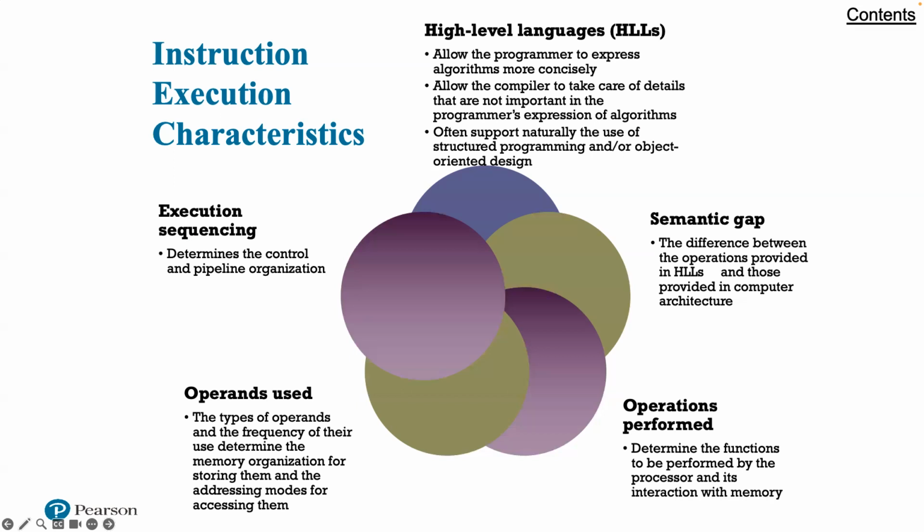To understand the line of reasoning of the RISC advocates, we begin with a brief review of instruction execution characteristics. The aspects of the computation of interest are as follows. Operations performed: these determine the function to be performed by the processor and its interactions with memory. Operands used: the type of operands and the frequency of their use determine the memory organization for storing them and the addressing modes for accessing them. And then execution sequencing: this determines the control and pipelining organizations.